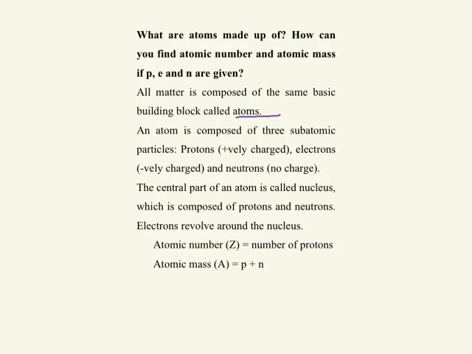Atom is composed of three subatomic particles: protons, symbolized by P, is positively charged; electrons, negatively charged; and neutrons have no charge. The central part of the atom is known as nucleus, and this nucleus contains protons and neutrons.